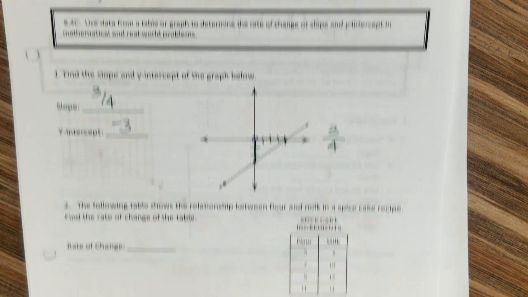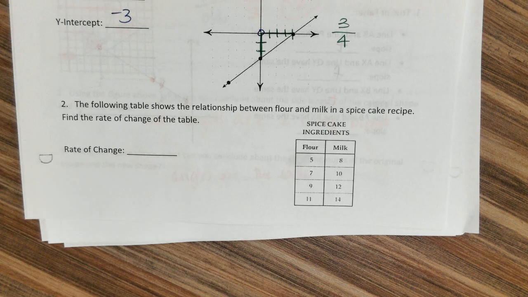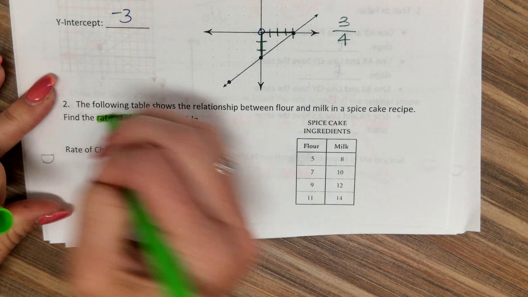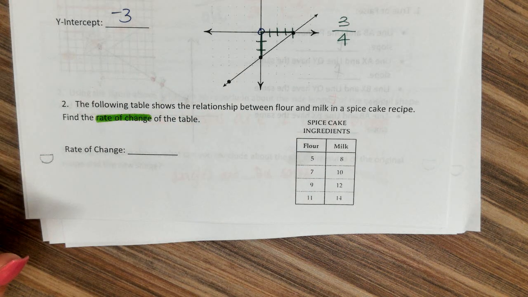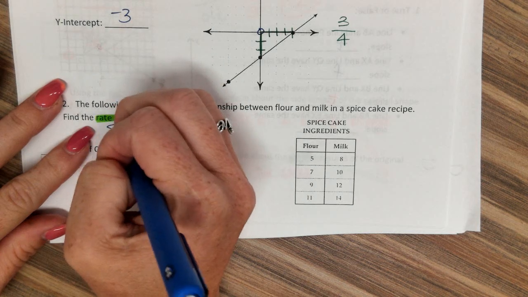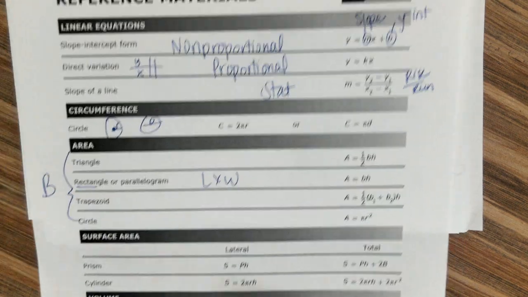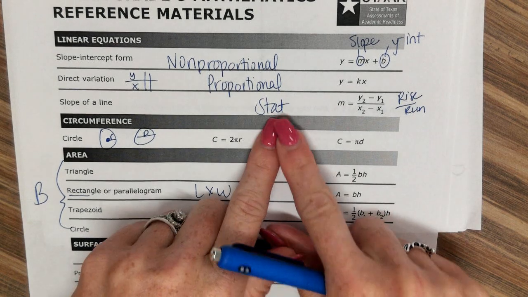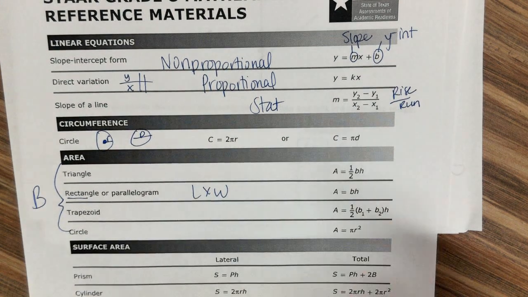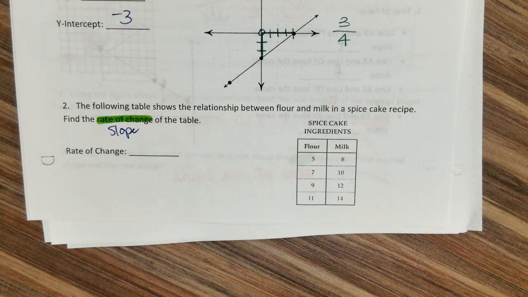Okay, moving on. It says the following table shows the relationship between flour and milk in a cake recipe. Find the rate of change. What does rate of change really mean? Slope. Now stop. Go to your STAAR chart. To find slope, we either use stat or rise over run. For this problem, would you use stat or rise over run? Stat. So everybody get your calculator.